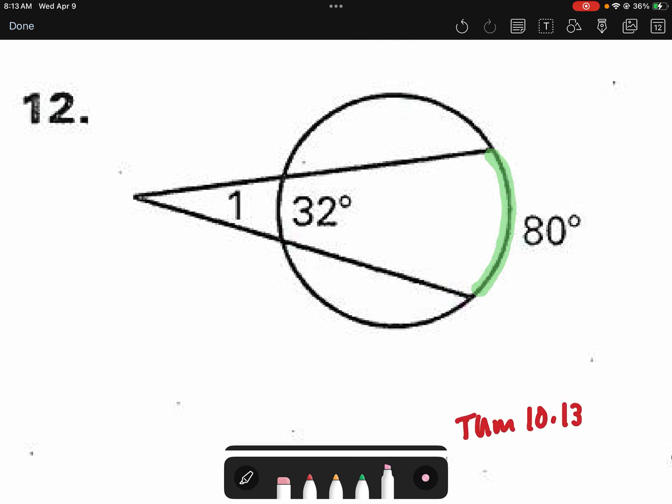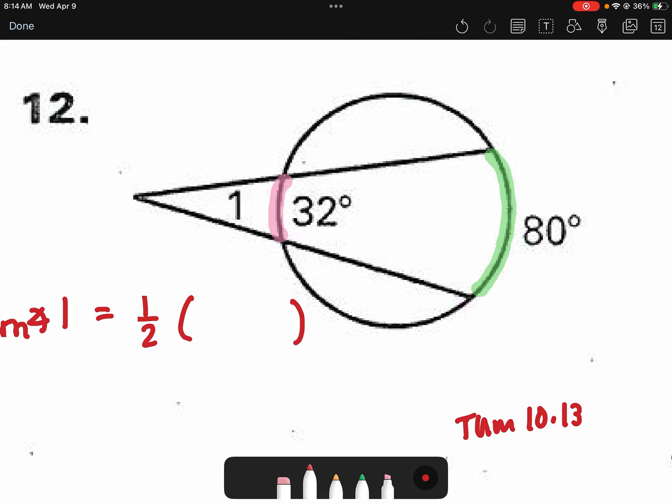We got these 2 arcs. Do you realize these 2 arcs are created by 2 secants? The secants create the arcs and the angle. You want the measure of that angle out there. We'll call it angle 1. It's going to equal half the difference of those 2 arcs. And we're taking a difference because those arcs are outside of the circle.